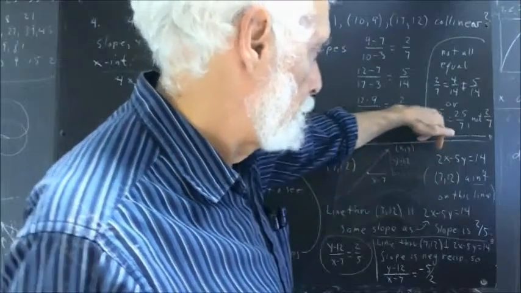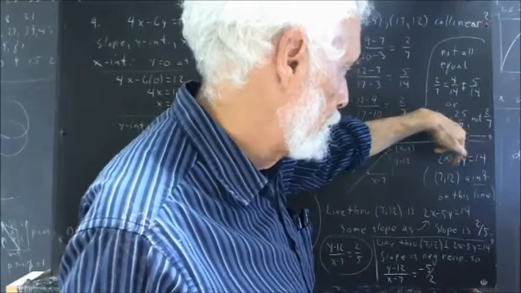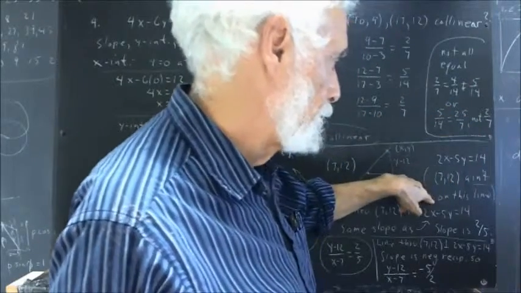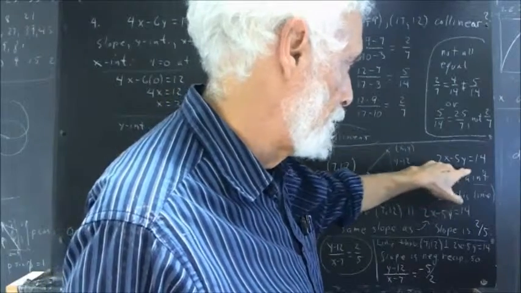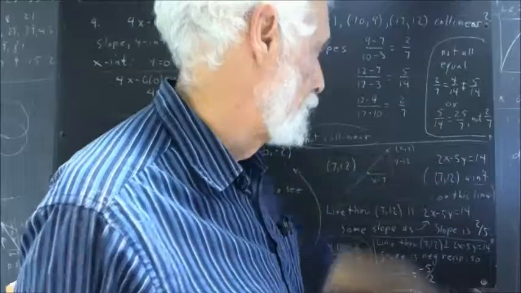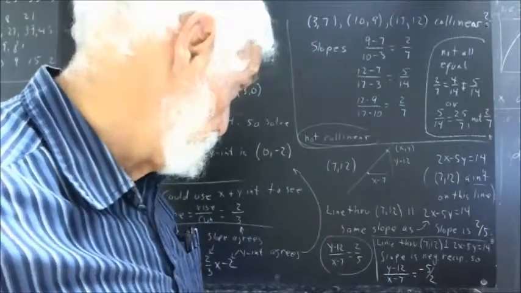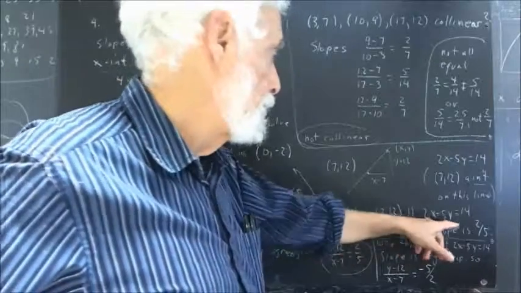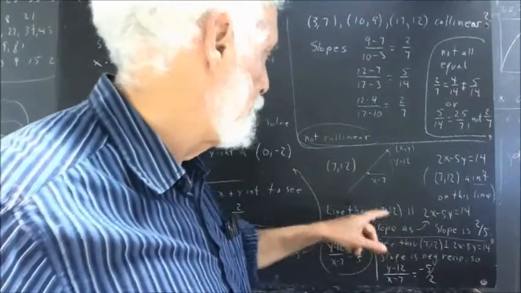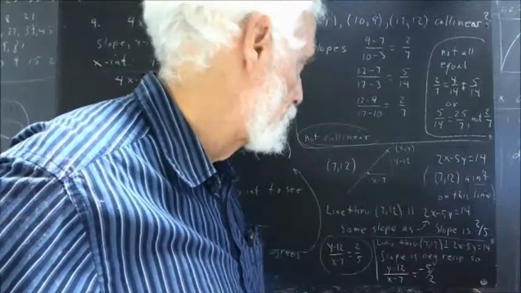So again, we have the equation 2x minus 5y equals 14, and we also note that (7, 12) is not on this line. If we plug in x equals 7 and y equals 12, what we get is not even remotely close to 14. It's going to be like negative 46, I think. Okay, so again, a line through here, parallel to here. The slope of the line is 2/5, so we need a line through (7, 12) with a slope of 2/5.